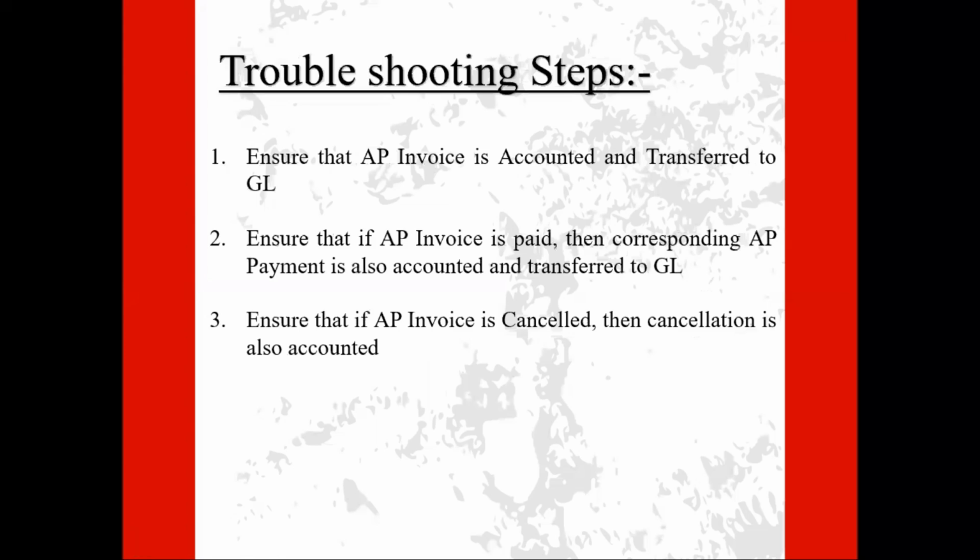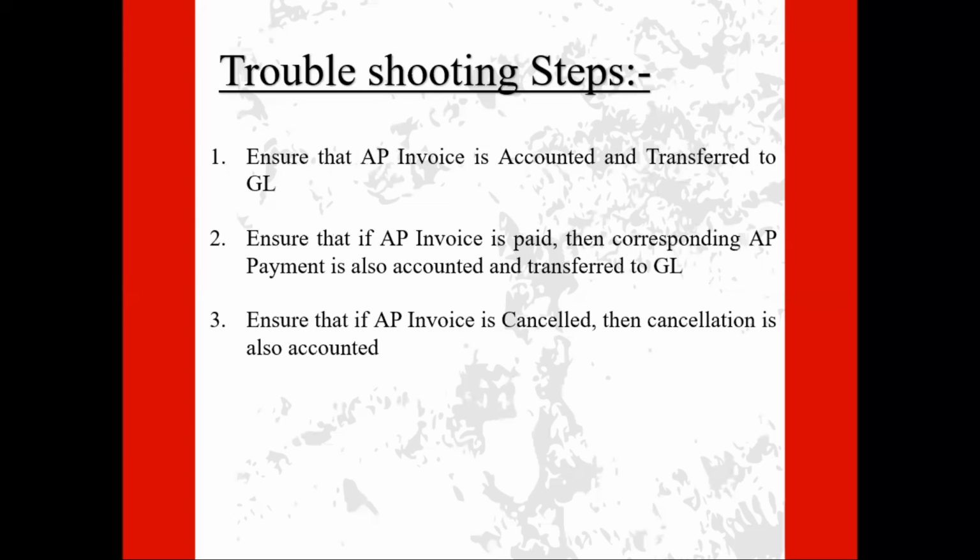Before we get into the troubleshooting steps as to why those invoices are not appearing in the report, I've seen at least 90% of the time the issue is resolved if you follow these 3 steps. The first one is we should ensure that the AP invoice is accounted and transferred to GL. Sometimes the user might account the invoice but not transfer to GL. One scenario could be that you ran your create accounting program with transfer to GL as no. In those cases, the invoice would be accounted within AP but would not have been transferred to GL. Or sometimes you would have transferred to GL, but the journal entry is not yet posted in GL.